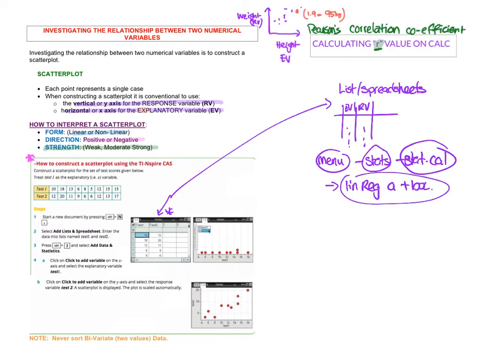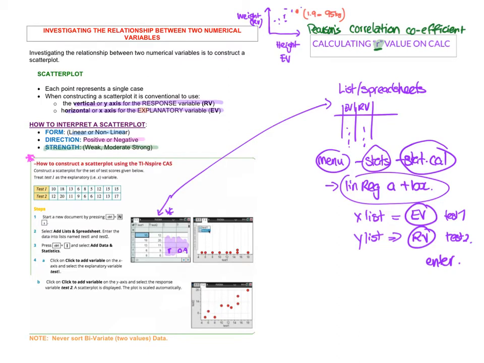And we got asked to pick our X list, which is where you would put your EV. So for our example, we put test 1. And we also need to put our Y list in, which is your response variable, and for us it was test 2. And then we just went down and we pressed enter, and all the data was listed down here, and we got an R value of 0.9.